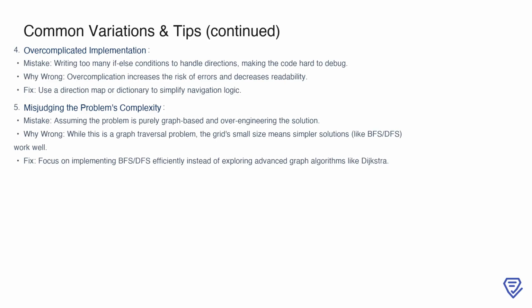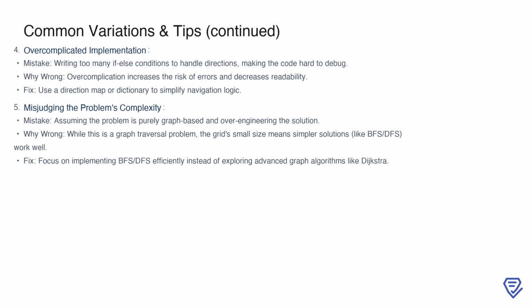It's also important not to misjudge the problem's complexity. While this is fundamentally a graph traversal problem, the grid's relatively small size means that simpler algorithms like BFS or DFS are typically sufficient. Over-engineering the solution with advanced graph algorithms like Dijkstra is unnecessary here. Instead, the focus should be on implementing BFS or DFS efficiently and making sure your solution is both correct and easy to understand.